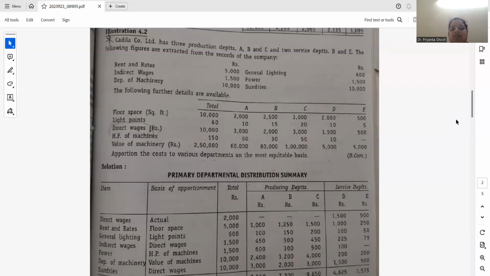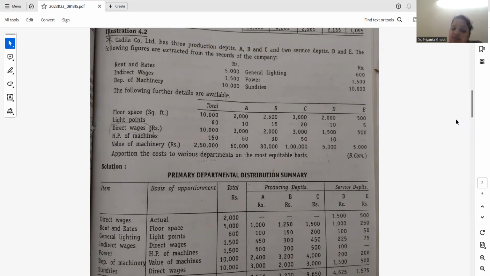When we have different kinds of cost like rent, indirect wages, lighting, or depreciation, how will we distribute them among the departments? It's not that we can distribute these costs equally among the departments. We cannot do that. There are some parameters, and based on the usage, we have to distribute it.